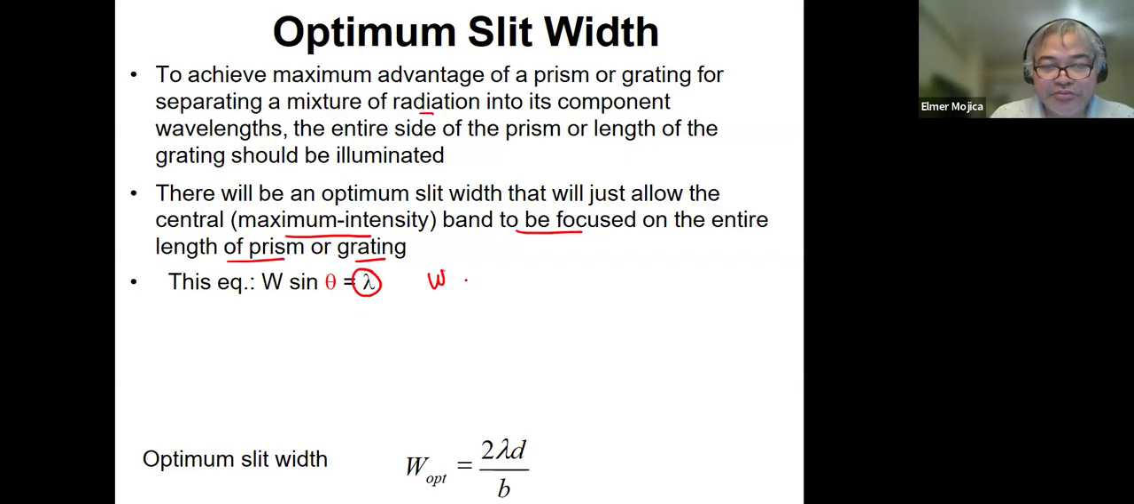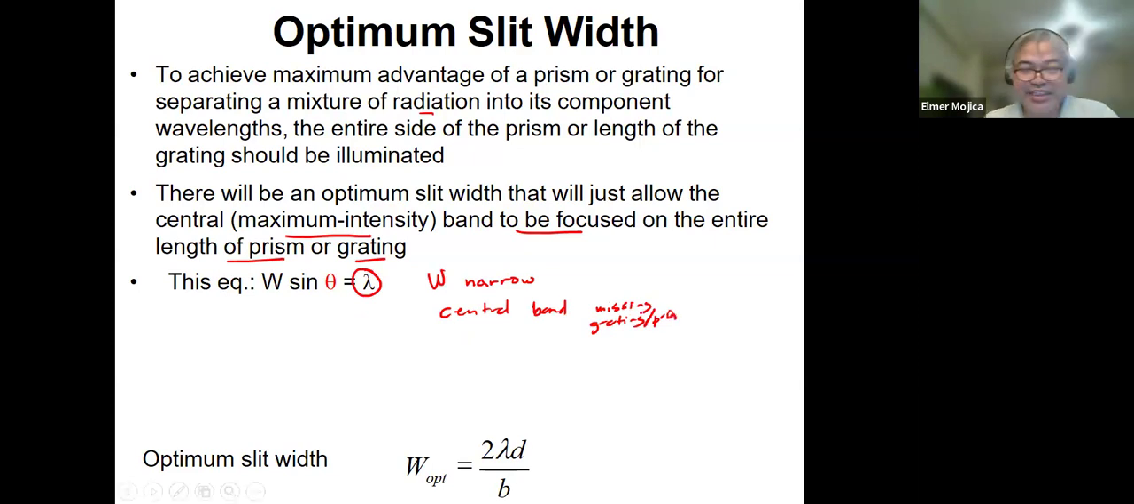So when W becomes too narrow, what will happen to the central band? Usually, it will be missing both the grating or the prism, and it will just be wasted. But if the width is too wide, you can have maximum use of your grating or prism.